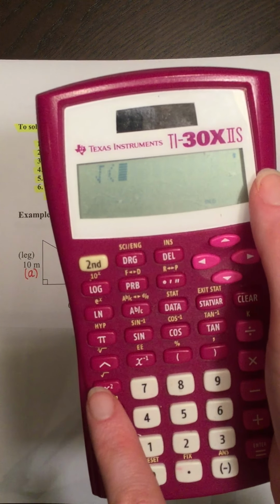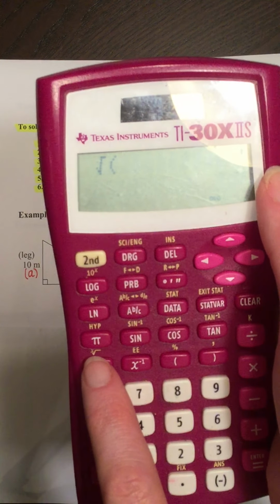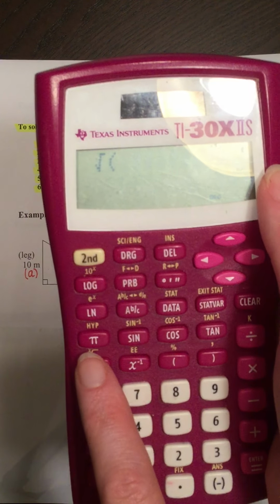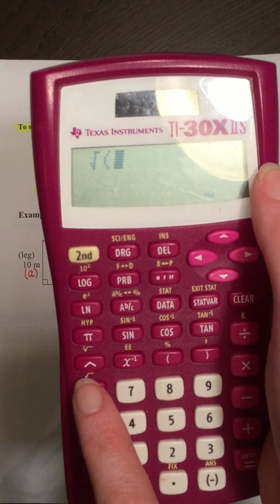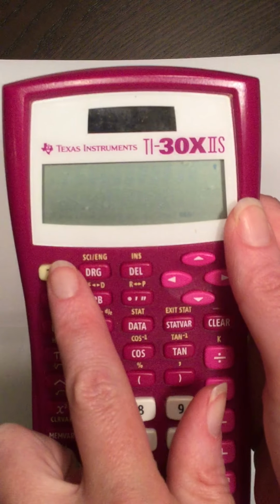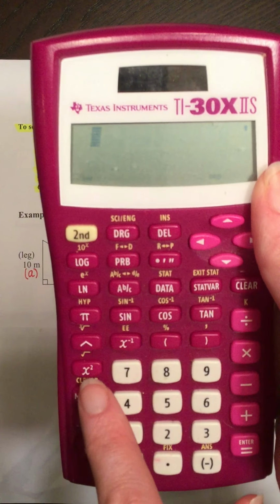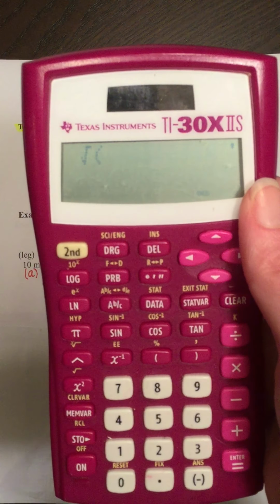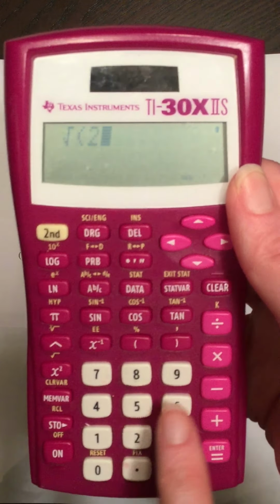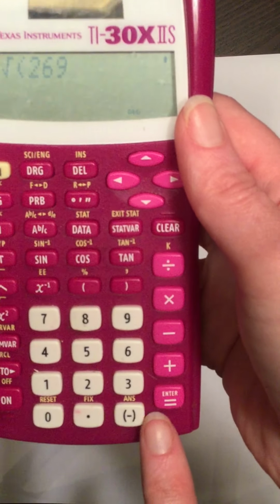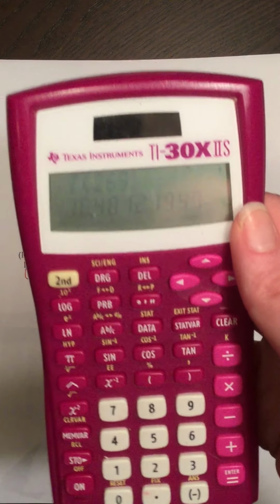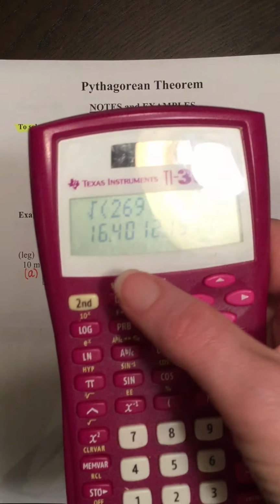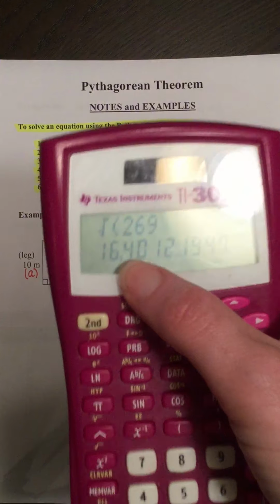Now, do not hit the one that is up here. Notice how it has this one. Do not hit that one. Your answers will be all wrong. You'll be so frustrated. You want to hit this one. And again, you get to it by pushing, if you have this calculator, second, and then the x squared key right here. It'll bring it up. And then you'd type in 269, and then you'd hit the enter key. And it's going to tell you the answer is this decimal, and we're just going to approximate it, and we're going to say it's 16.4.